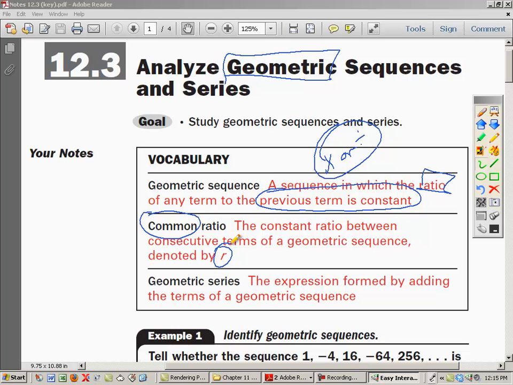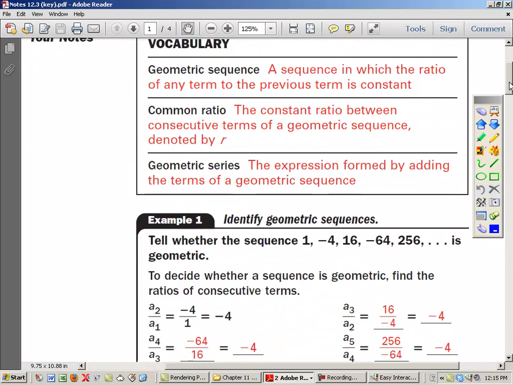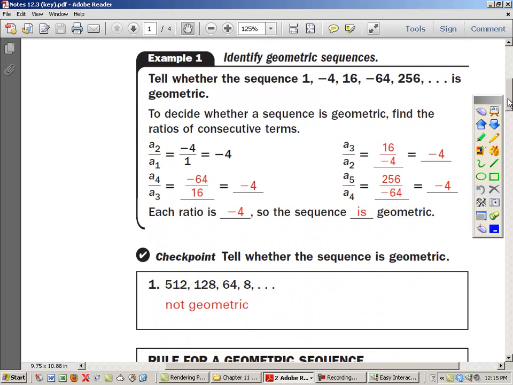And finally, a geometric series says if you add up all the terms of a geometric sequence, you create a geometric series. Okay, pretty straightforward. Again, same exact lesson as last time, but instead of adding to get to the next term, now we're going to be multiplying. All right, so let's take a look.